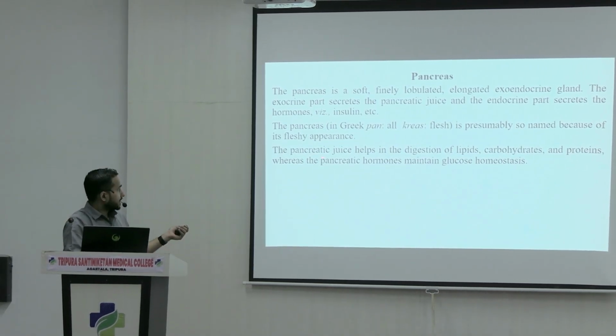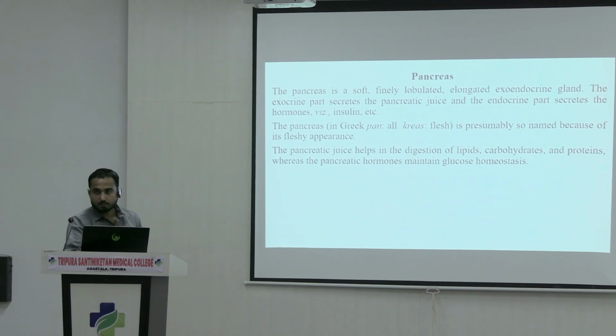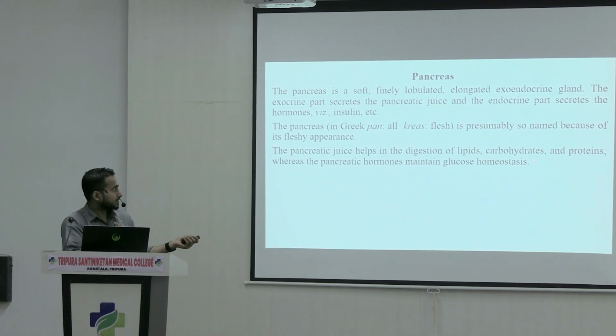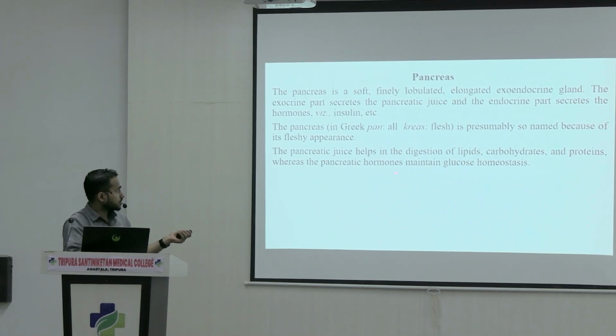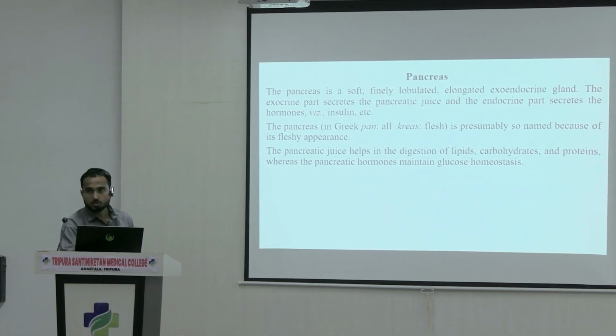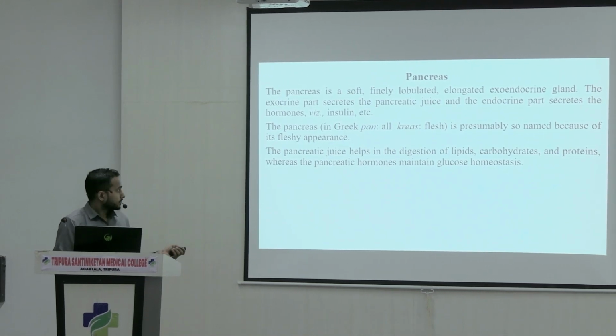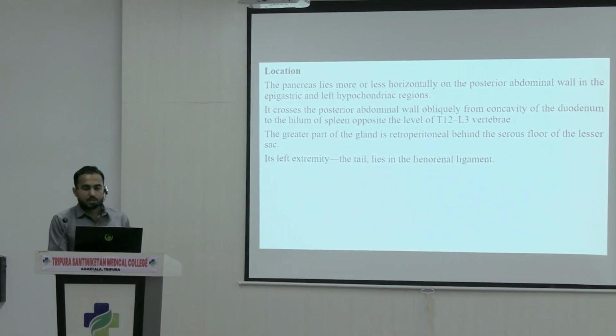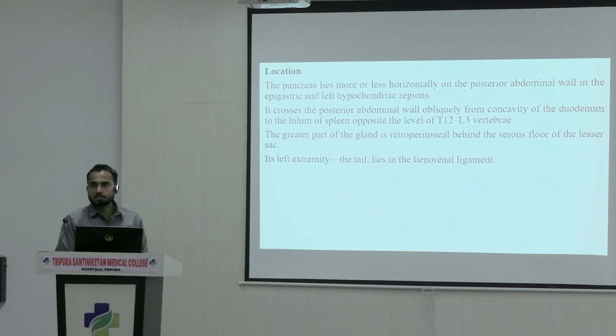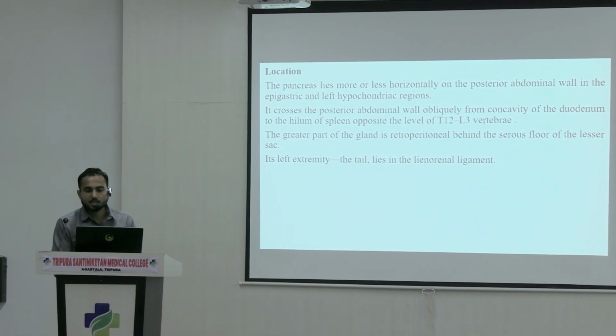Next, pancreatic juice, which is secreted by the exocrine part. What is the main function? It helps in lipid, carbohydrate, and protein digestion. And the hormones which are secreted maintain glucose homeostasis. Very important. Now, what do you think? How many parts are there in the pancreas, and what is the location of the pancreas?